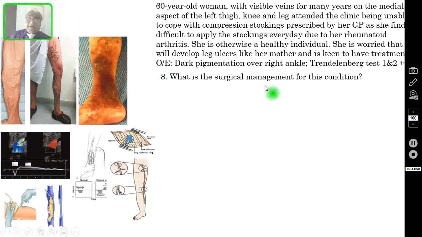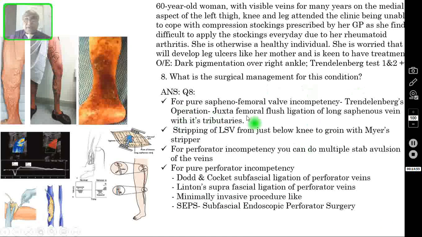Question number 8. What is the surgical management for this condition? The correct answer is, for pure saphenofemoral valve incompetency, you have to do Trendelenburg's operation, which is the juxtafemoral flush ligation of the long saphenous vein with its tributaries. You have to ligate not only the main trunk of the saphenous vein, you have to ligate the tributaries of this long saphenous vein as well. And then you have to strip the long saphenous vein from just below the knee to the groin with a Mayer's stripper.